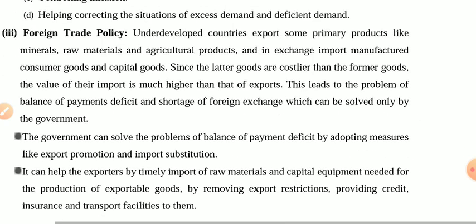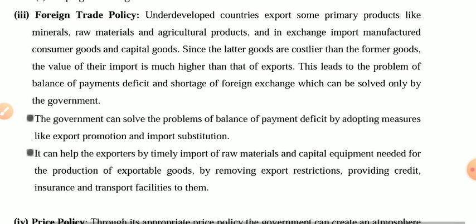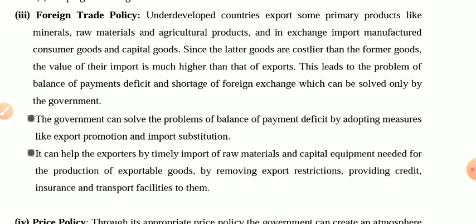Next is foreign trade policy. All the foreign trade policy decisions are taken by the government itself, because underdeveloped countries export some primary products like minerals, raw materials, and agriculture products, and in exchange import manufactured goods, consumer goods, and capital goods. Since the latter goods are costlier than the former goods, the value of their imports is much higher than that of exports. This leads to the problem of balance of payment.